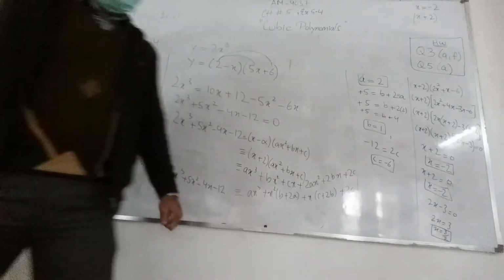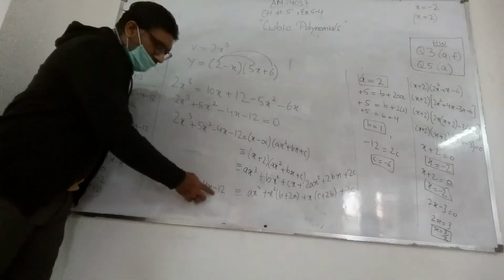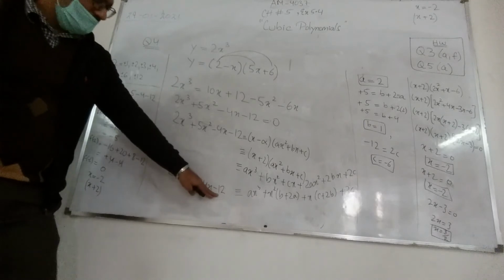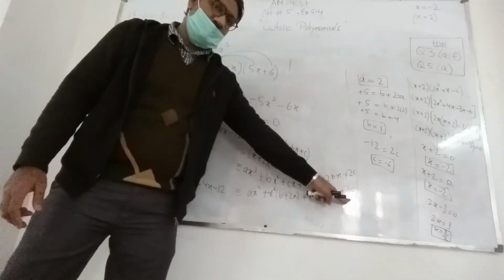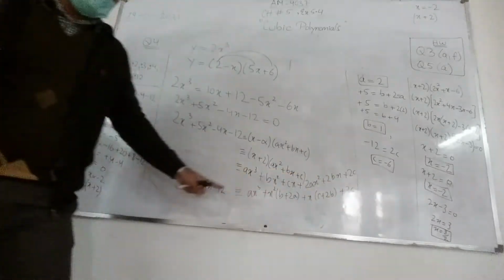And in order to get the value of c, I have to compare the constants. The constants are those terms which don't have x. So the constant here is -12 and here the constant is +2c. So I will compare this +2c with this -12.